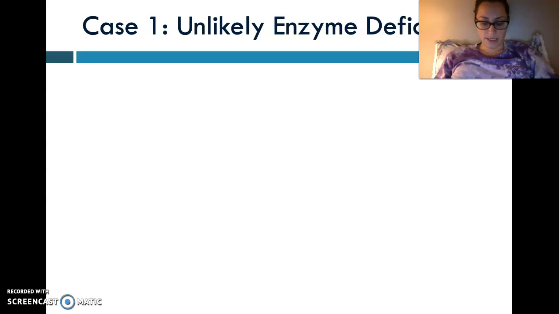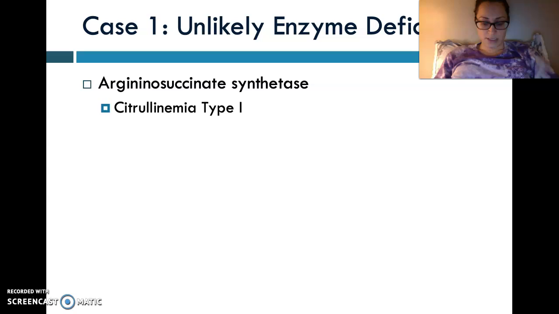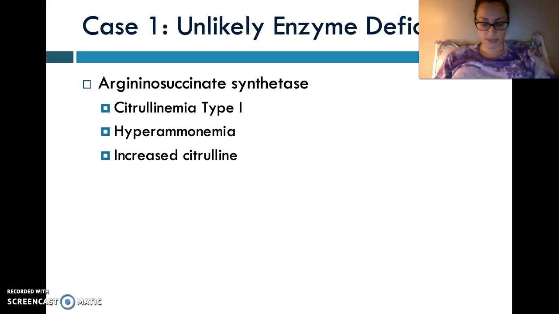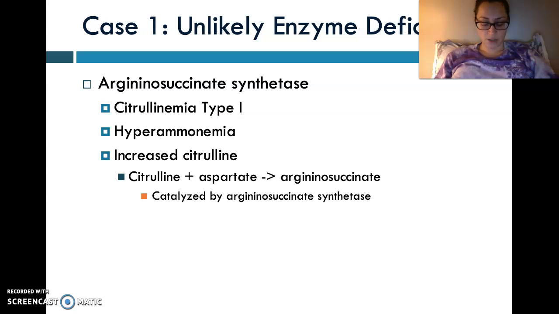One urea cycle enzyme that is least likely to be impaired is argininosuccinate synthetase. Deficiency of this enzyme, known as citrullinemia type 1, like all urea cycle disorders, again will cause hyperammonemia. Much like the name suggests, however, it also causes an increase in plasma citrulline levels due to a block in the urea cycle where argininosuccinate synthetase catalyzes a reaction between citrulline and aspartate to yield argininosuccinate. Furthermore, orotic aciduria is not associated with this deficiency.